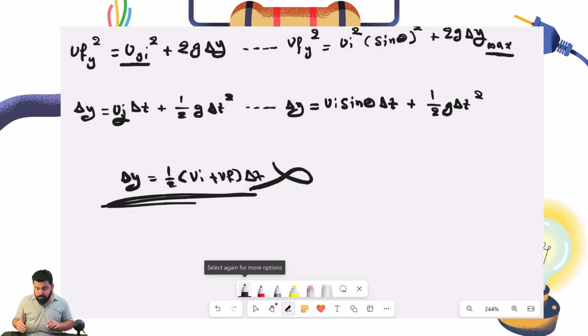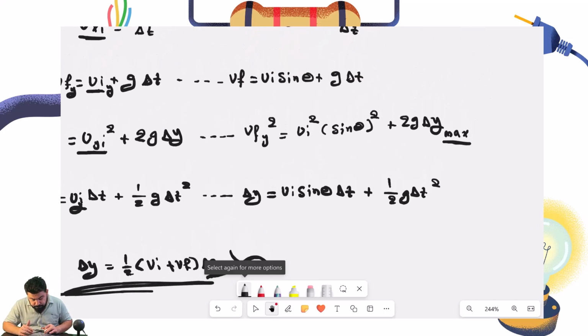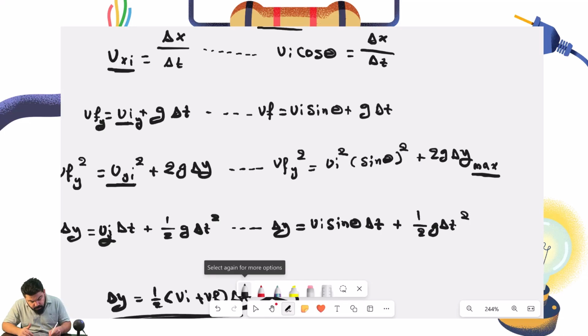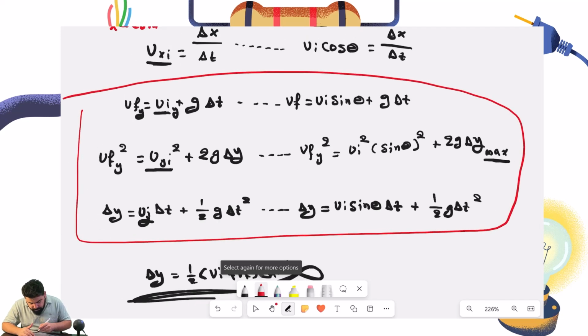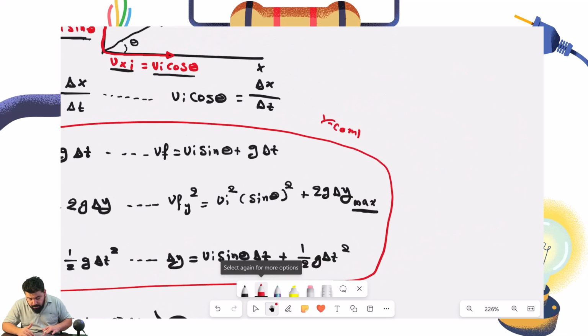Okay, the other ones, all of them have it. Okay, now guys, this one is for what? Just a simple note, this one is for x component, be careful. And these equations, all of these, okay, these are for y component, be careful.